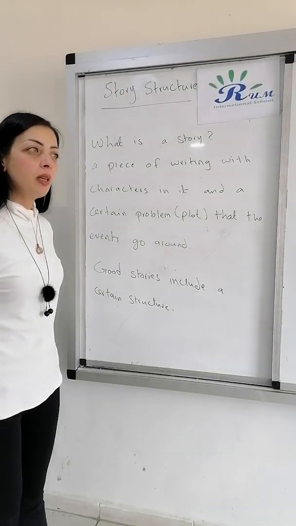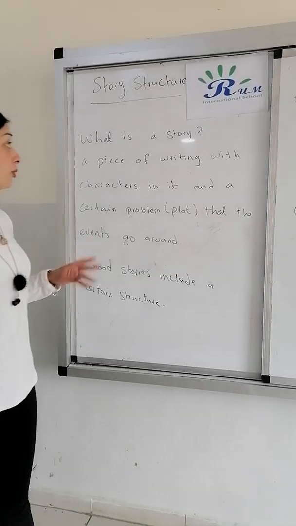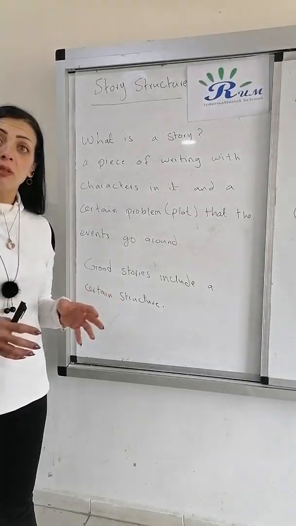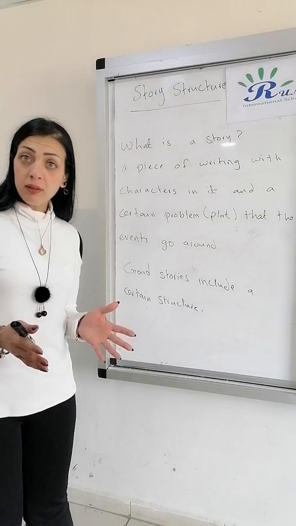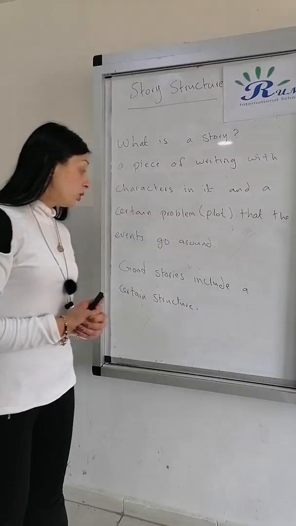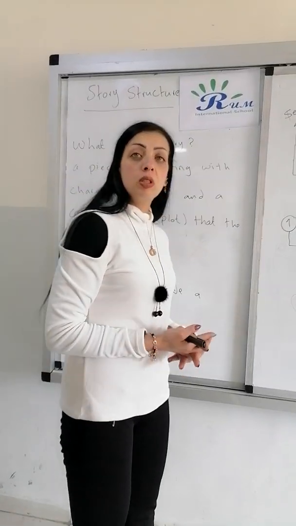You know that a story is a piece of writing, whether it's short or long. In a piece of writing, we have certain things. What do we have? We have characters in the story. We have dialogue. We have an event that the whole story revolves around. So what is the structure of a good story?